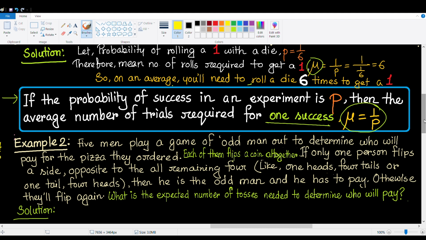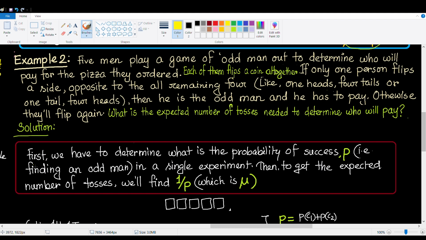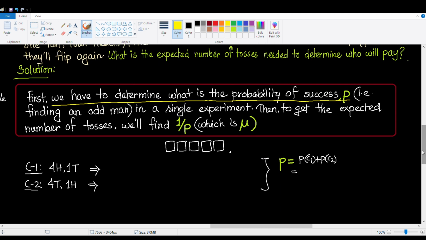To solve this problem, you need to keep in mind that first we have to determine the probability of success p, which is finding an odd man in a single experiment. Then, to get the expected number of tosses, we will find 1 by p, which is mu. Let's try to determine the probability of getting an odd man in a single experiment. Okay, so let's think about 5 boxes. All we want is to put H or T in any one of these boxes, and once the letter is put there, in all the remaining 4 boxes we want the opposite result, right?